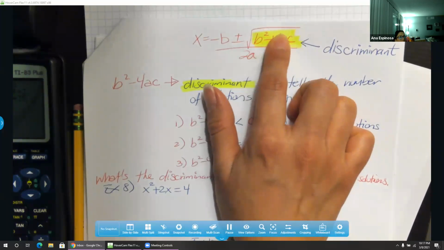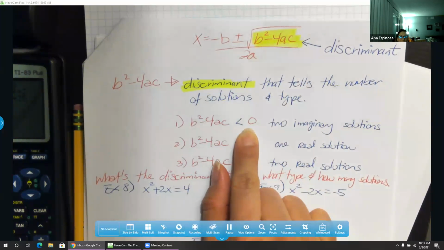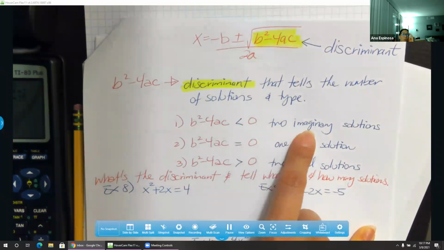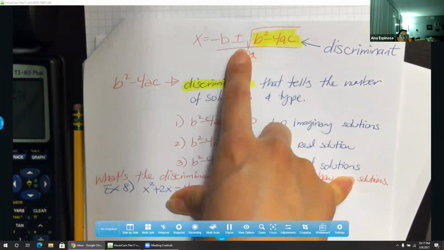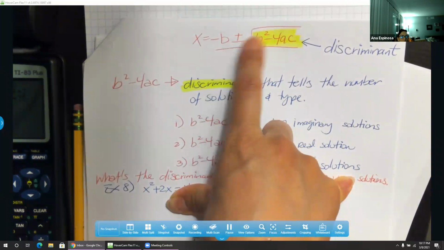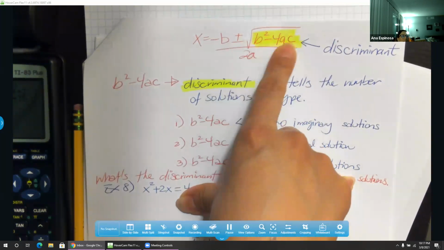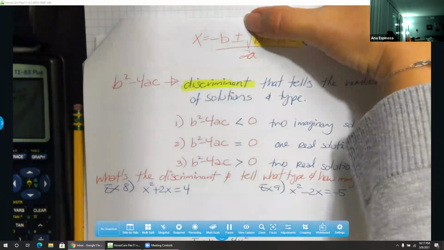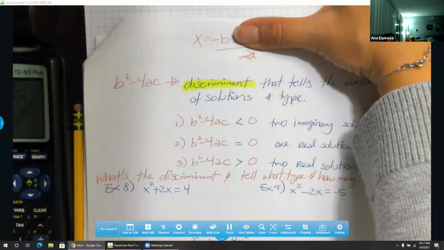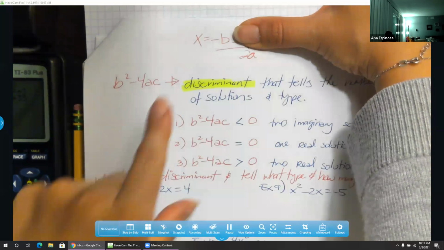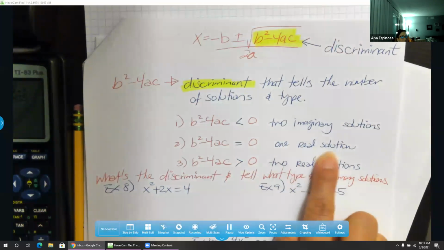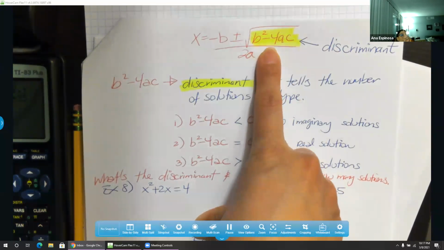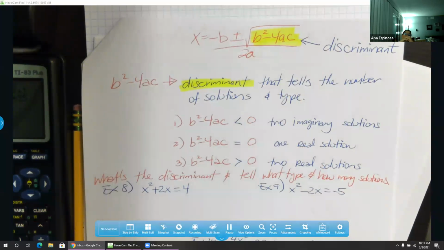If the number inside the radical gives you a value less than 0, which is a negative, remember every time we got a negative, we ended up with no real solution, which means two imaginary solutions. Why two? Because you've got a plus and a minus: plus the imaginary, minus the imaginary. If the piece inside gives you a 0, then if you add 0 or subtract 0, that's the same thing. So you only really end up with one solution, which is negative b over 2a. If you end up with a number bigger than 0, it means it's positive, and you're going to end up with two real solutions. So you're going to see 2 points where the graph crosses the x-axis.